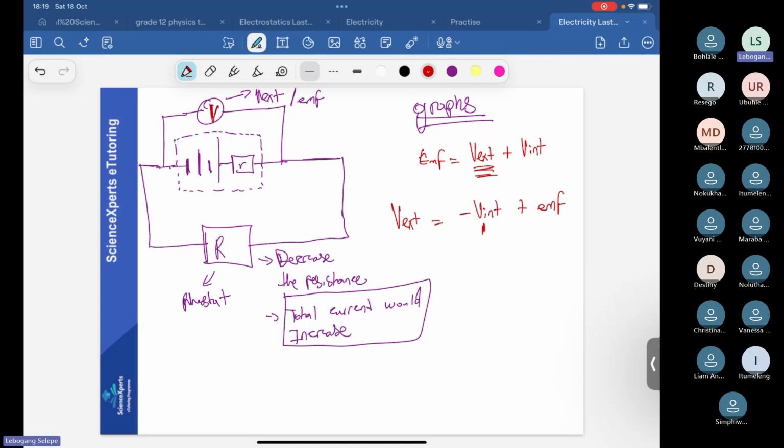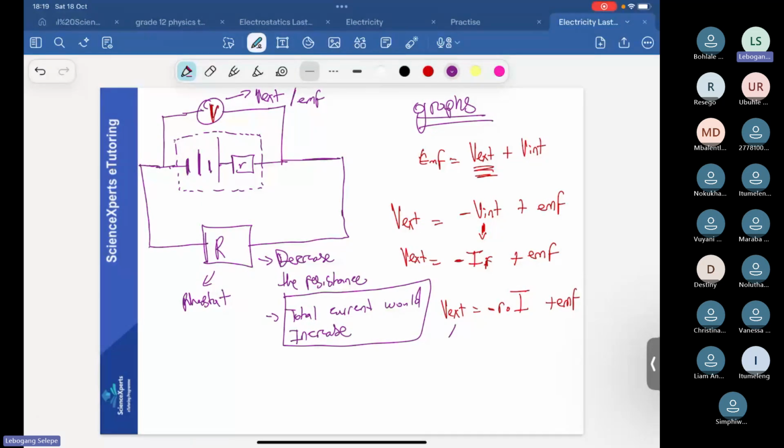So I can write this here as V external equals negative the current multiplied by internal resistance. Remember, V internal is equal to negative I multiplied by internal resistance, plus EMF, right? So I can rearrange this and write it as V external is equal to negative R multiplied by I plus EMF.